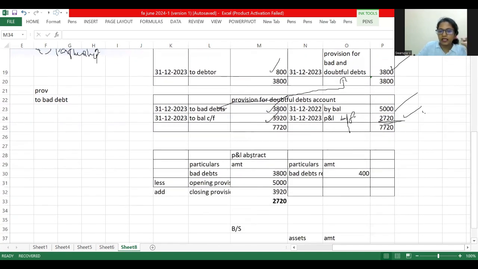Now in P&L account, bad debts 3,800 less opening provision 5,000, add closing provision. So this balancing figure will be the amount that comes in P&L, same matching with this. What happens to bad debt recovered? Bad debt recovered will get credited to your P&L account.